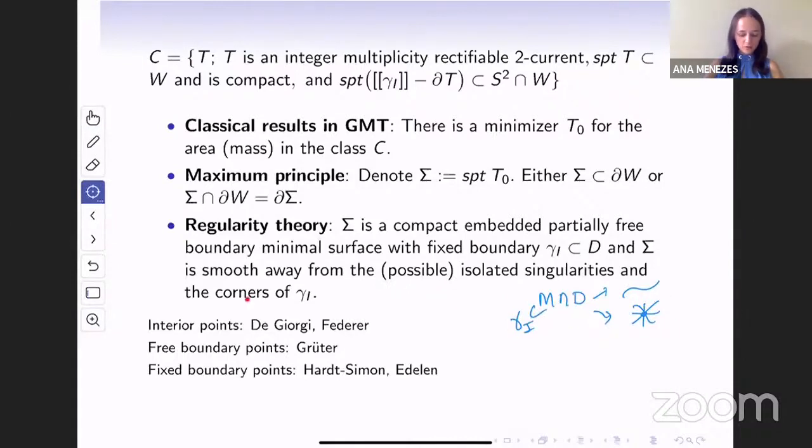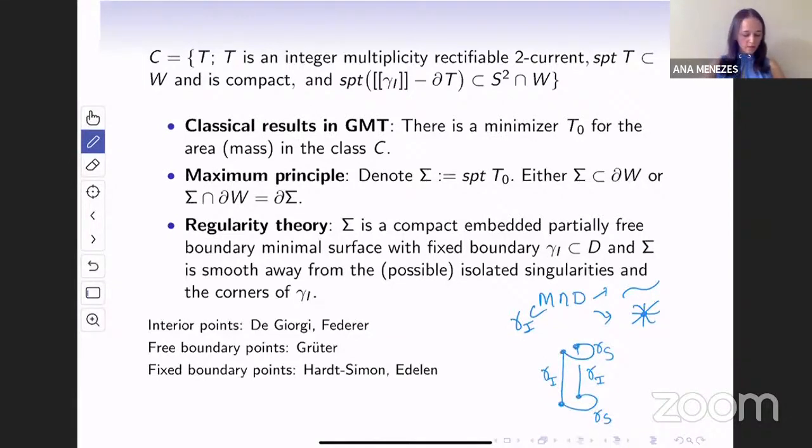And the corners are just the points where the free boundary meets the fixed boundary. So for instance, if you have your critical catenoid and you intersect with a vertical equatorial disk, you're going to get a component whose boundary looks like this. So you have two pieces in the fixed boundary, two pieces in the free boundary, and those 4 points here are the corners. Okay, good.